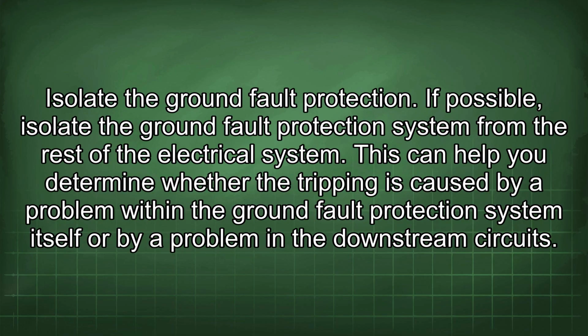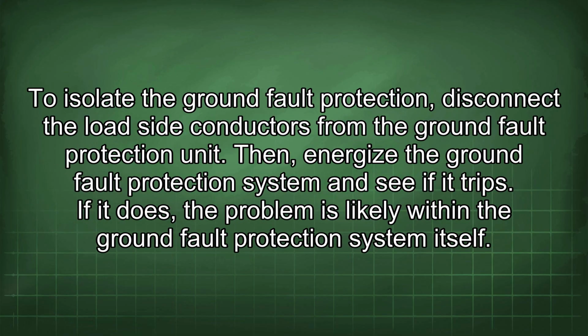Isolate the ground fault protection. If possible, isolate the ground fault protection system from the rest of the electrical system. This can help you determine whether the tripping is caused by a problem within the ground fault protection system itself or by a problem in the downstream circuits.